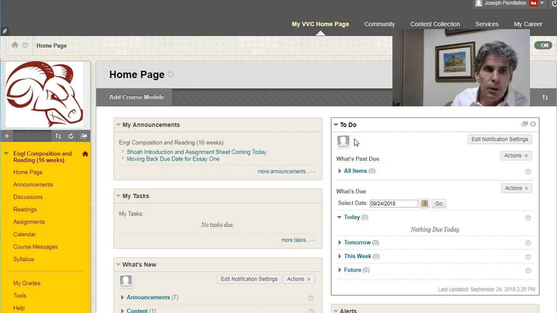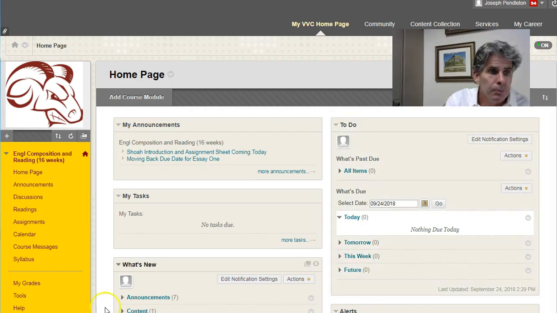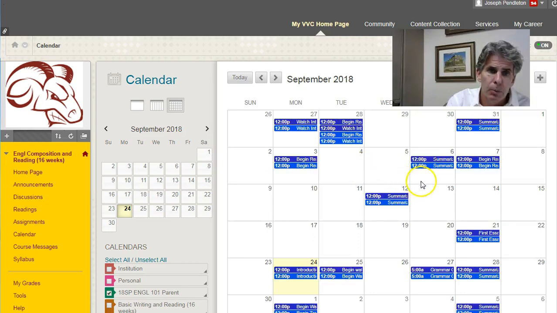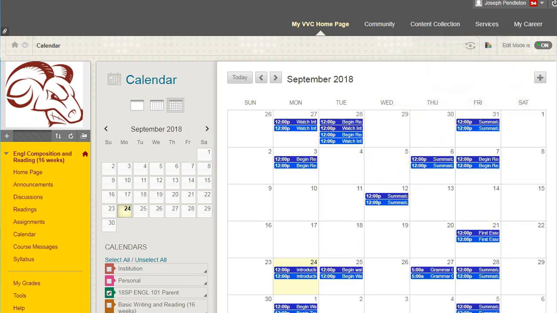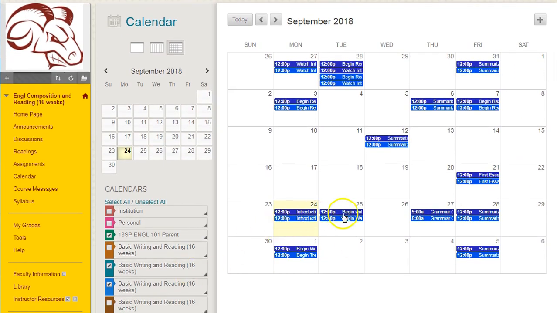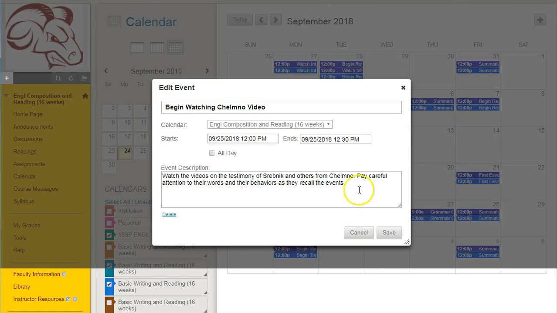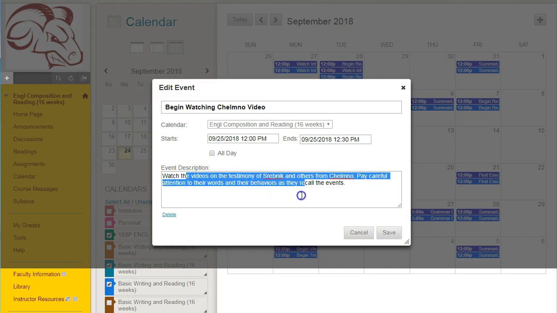Okay. So let me go through this unit and how I've got it posted and what I'm doing with it. Now the calendar is kind of up. Let me go through that. The calendar works much the same way. I'm going to add a little bit more to the calendar. Let me get rid of myself here. Okay, that feels better. So you're watching the introduction video today. You're going to begin with Shoah tomorrow. You can start it tonight. I've already got the videos posted. You'll watch the section of it that I'll have assigned to you. We're starting off with this area called Chelmno. So watch the videos on the testimony of Srebnik and others from Chelmno.